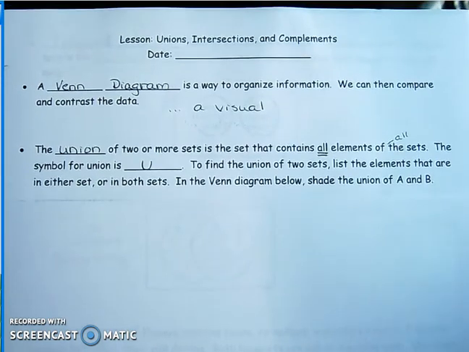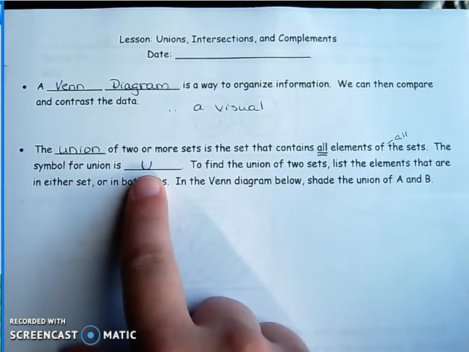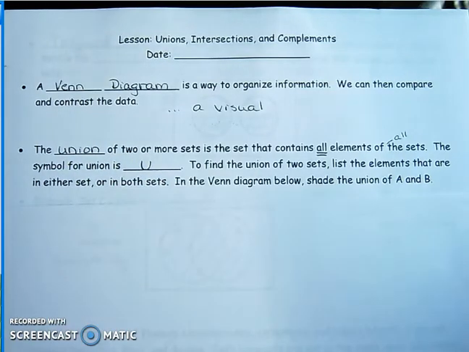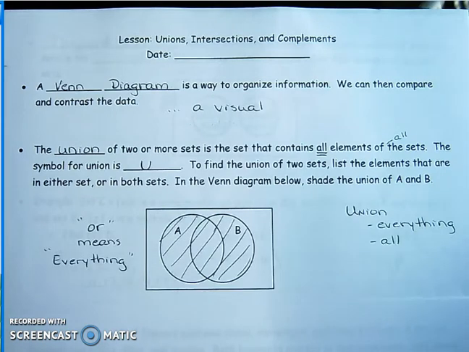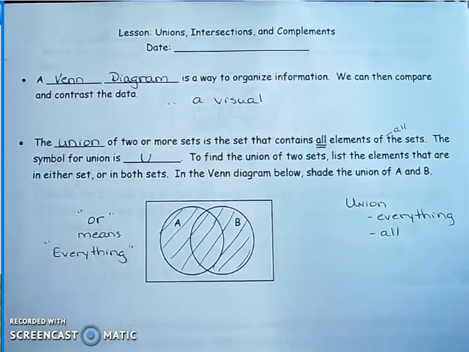The union in a Venn diagram is two or more sets that contain all of the elements of all of the sets. So everything in each set is represented. We use a capital U as our symbol. So anytime you see that, think of union. To find the union of two sets, we list the elements that are in either set or in both sets. The Venn diagram below is a shaded union of A and B. And if you notice, everything in A and everything in B is shaded, because or means everything. So anytime you see the word union, you think everything and all.